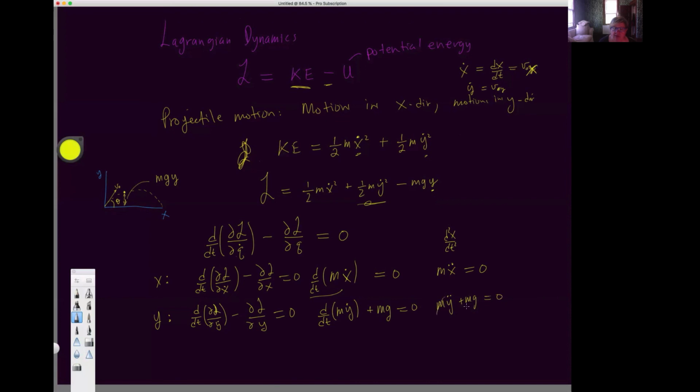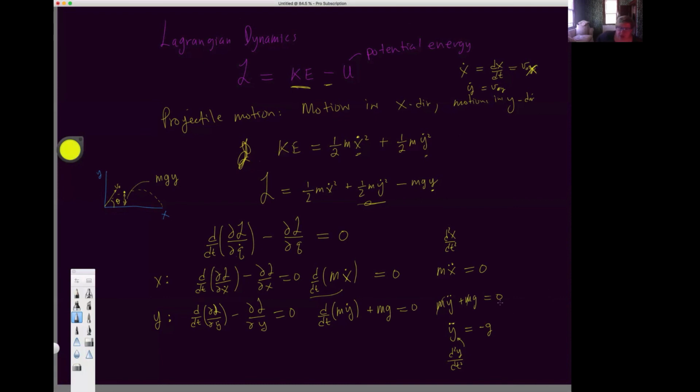And I can cancel out these m's and bring the g to the other side, and I get y double dot is equal to minus g, which if you look back, you'll see we have the same thing. Remember that this is code for d squared y dt squared. So we got those equations of motion pretty quickly and without thinking about forces.